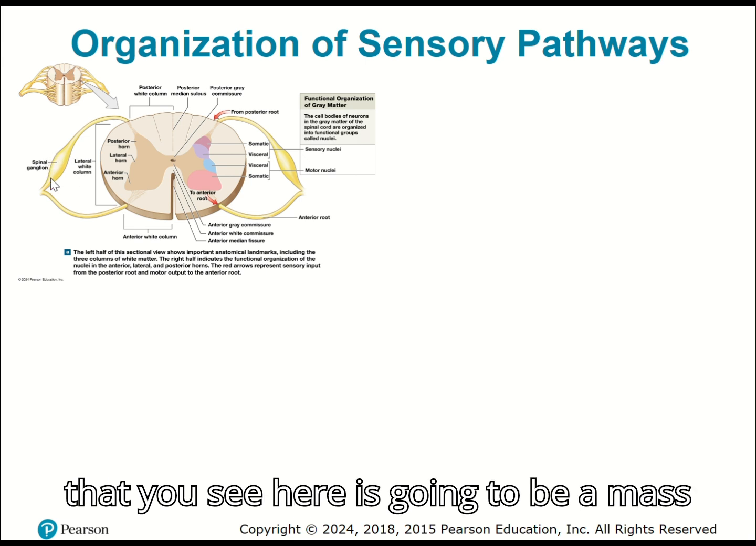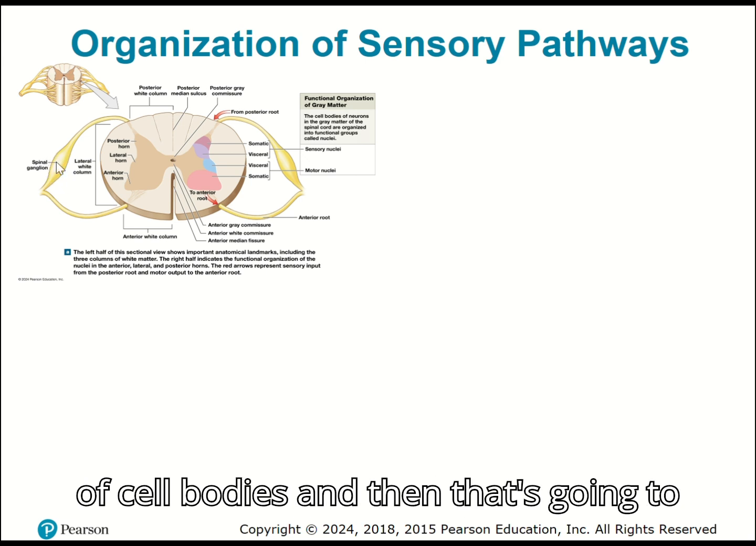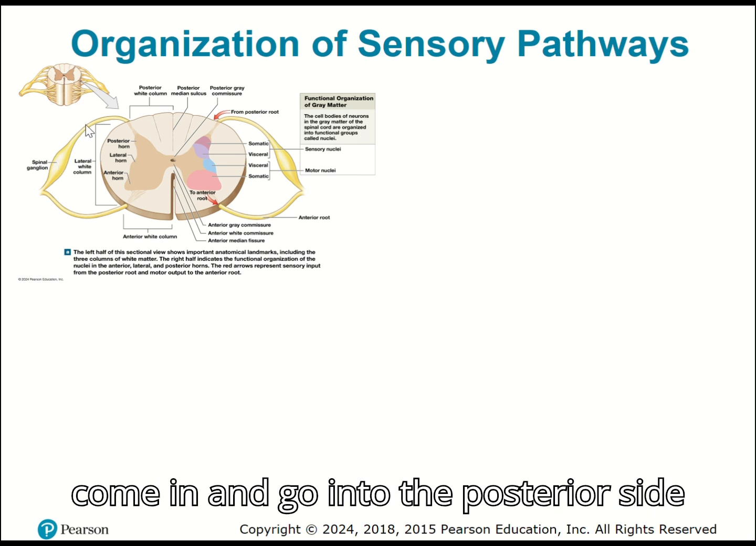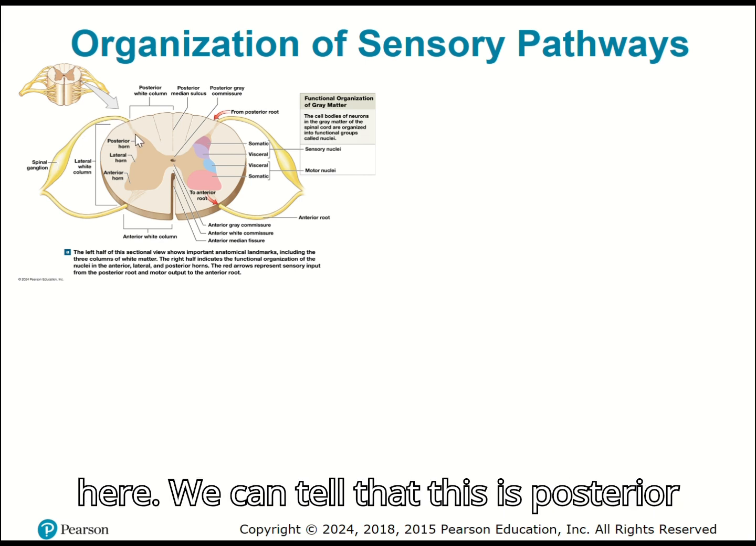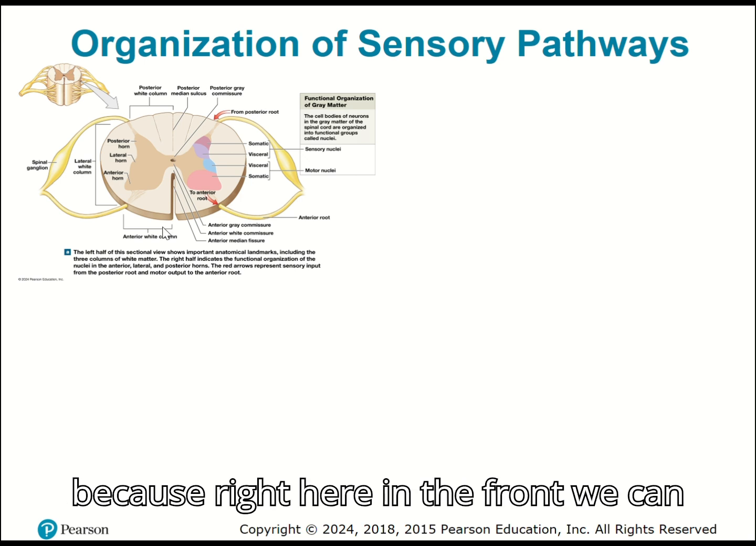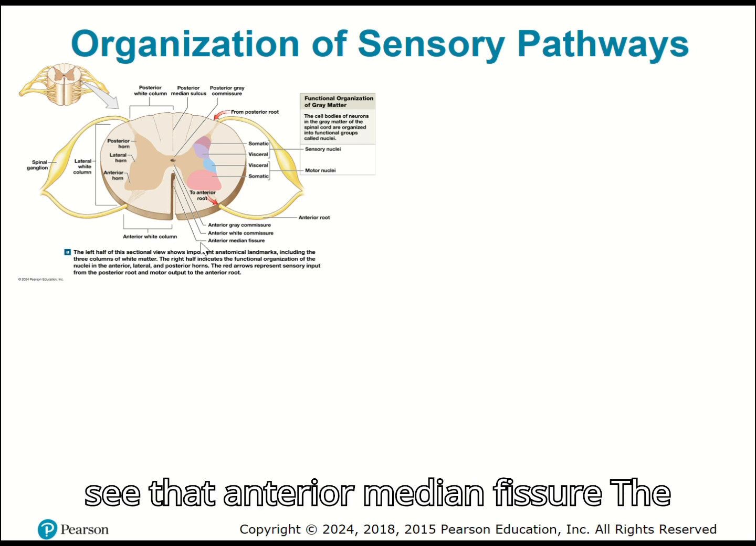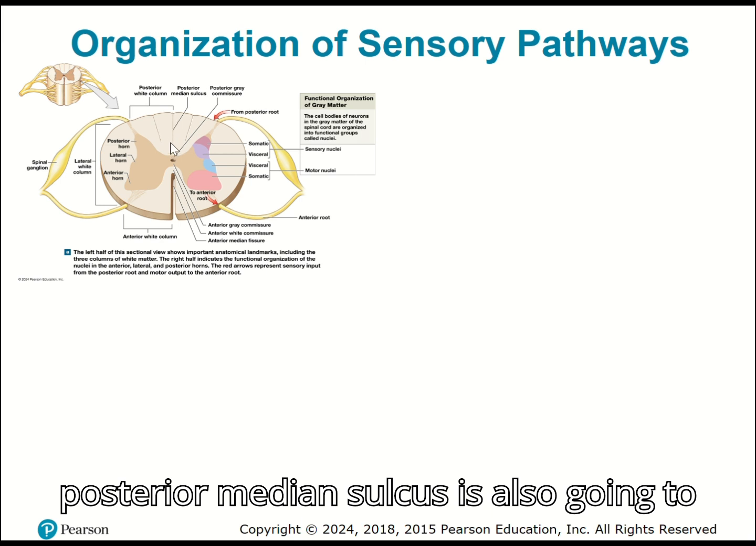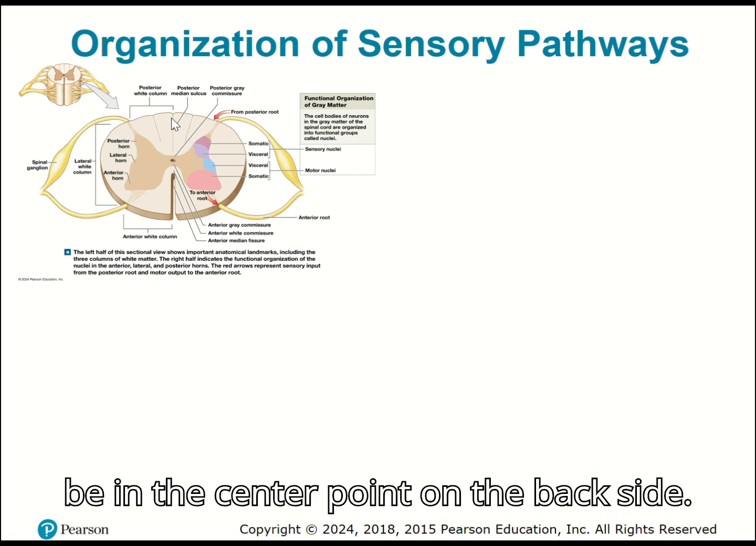The ganglion that you see here is a mass of cell bodies, and it's going to come in and go into the posterior side here. We can tell that this is posterior because right here in the front, we can see the anterior median fissure. The posterior median sulcus is also in the center point on the back side.